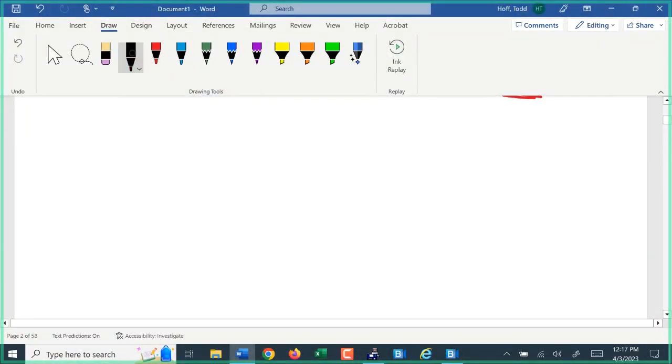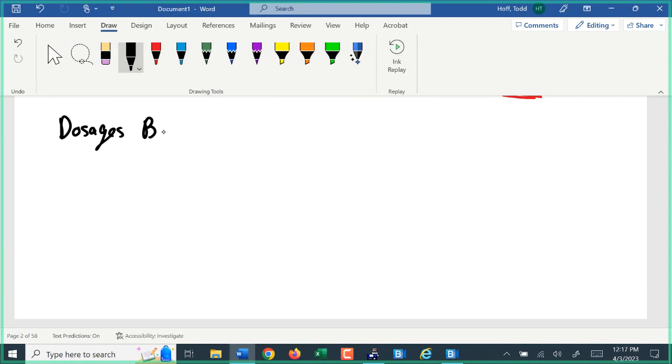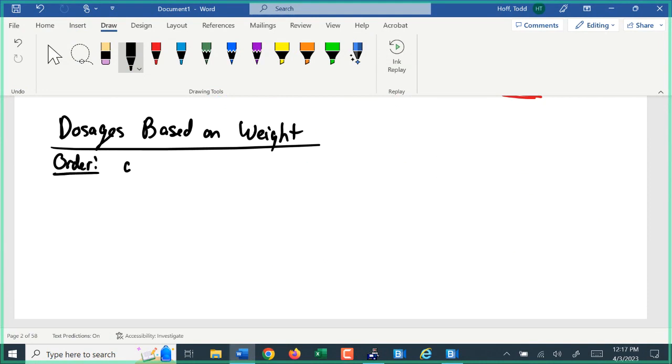So obviously our next step, we're going to talk about dosages based on weight. When we look at dosages based on weight, what we're going off of is a recommendation. So the doctor's order is to give the recommended dose of this medication. And so we look at the recommendation. I'm just going to do REC for recommendation.